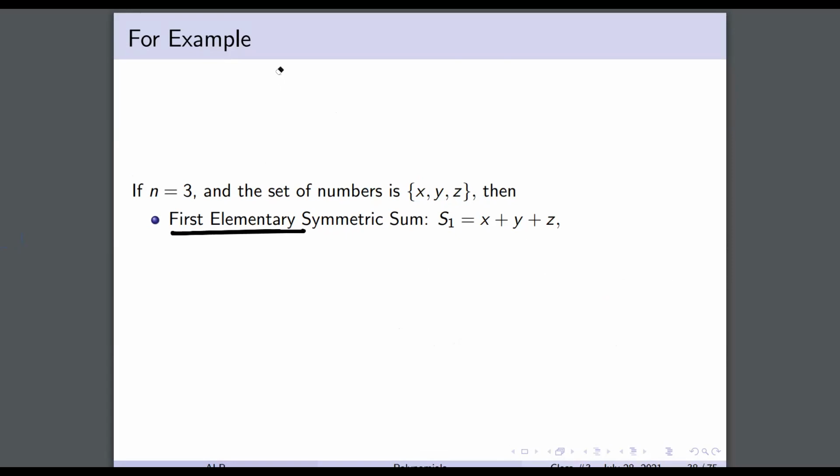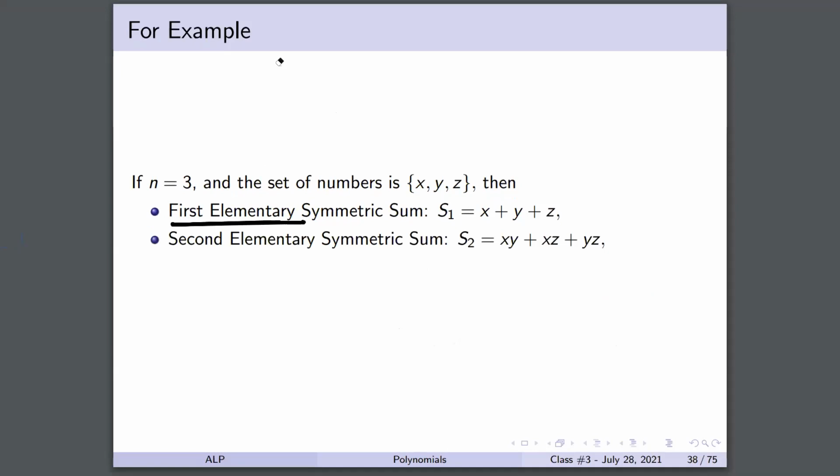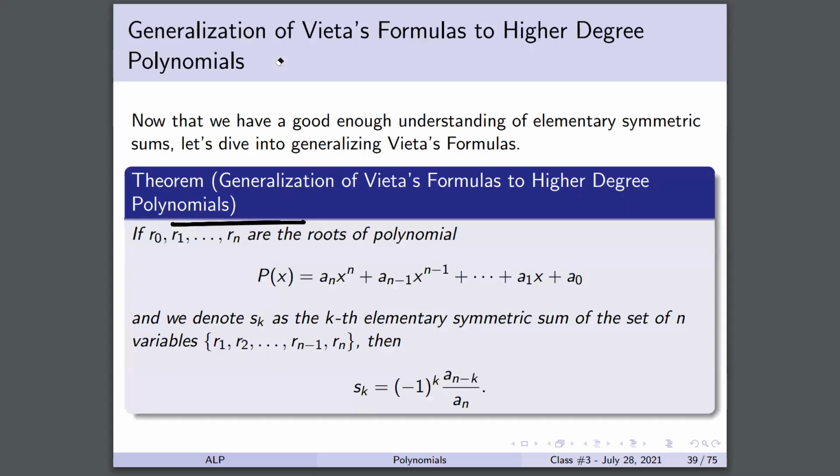And continue with our second elementary sum. In this case, we have to choose 2 out of the 3, so it would be xy plus xz plus yz. And our third elementary sum is just all 3 of them, which is just x times y times z.